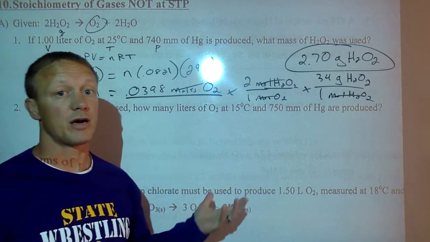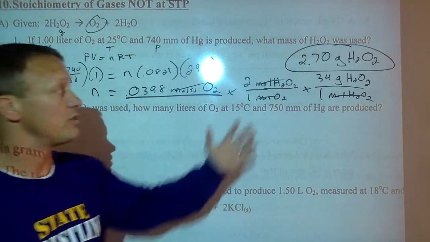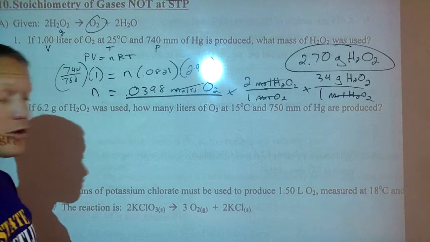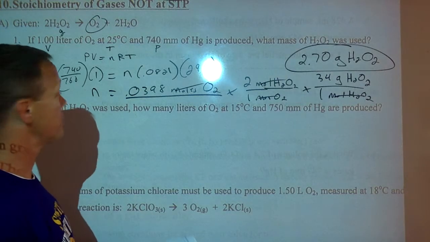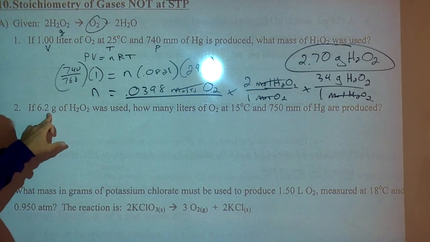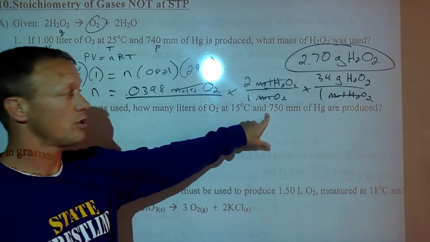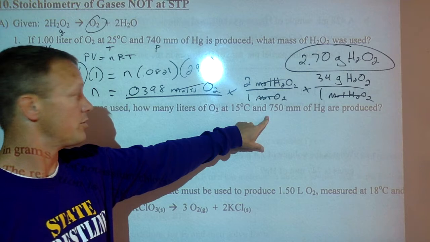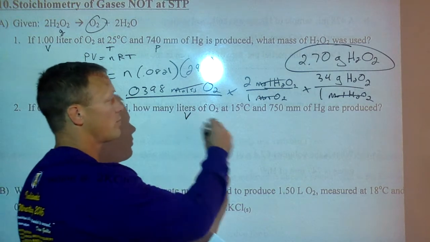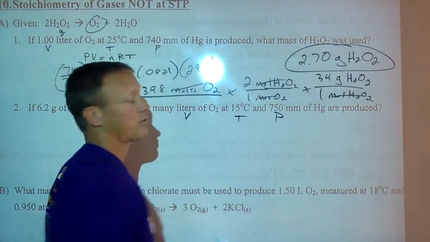Okay, so that wasn't a limiting reactant problem. We're using all that oxygen, we'd use all that hydrogen peroxide. I could give you limiting reactant ones. We will do that down the road here. This one's starting with 6.2 grams of hydrogen peroxide. Wants to know how many liters of O2 at this temperature and pressure would be produced. So we're trying to solve for volume. They give us the temperature, they give us the pressure.